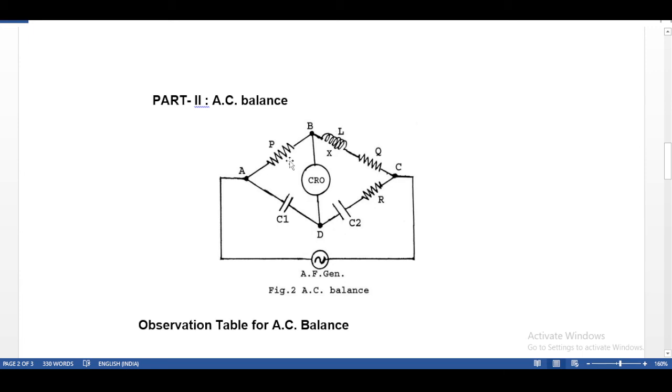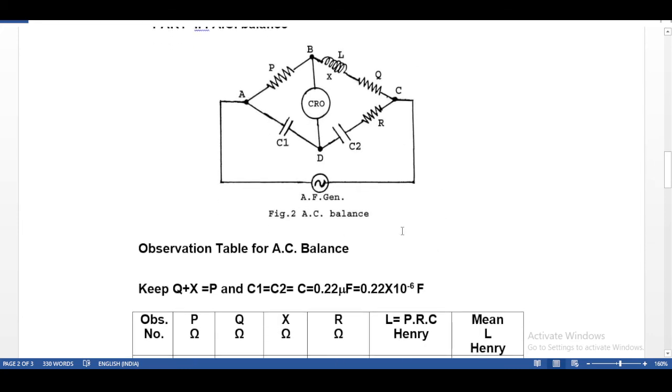In the branch AB, the resistance P is as above. In the branch BC, along with the resistor Q, we are connecting an inductance in series with Q. That is the slight change in branch BC. Now in the branch CD of the bridge, we are taking the capacitor C2 in series with the resistor R, and in the fourth branch, AD, there is only the capacitor C1. Ultimately, the branches AB and AD are combinedly connected to the AC source, and the remaining two branches of the bridge are connected to the audio frequency generator.